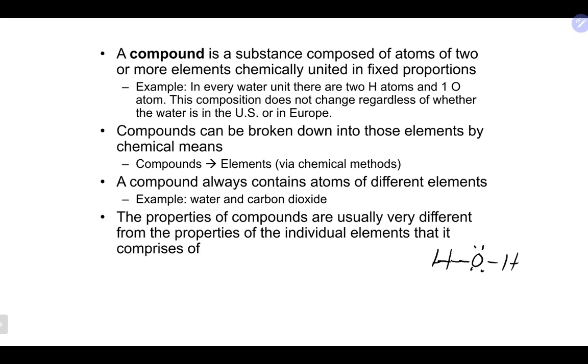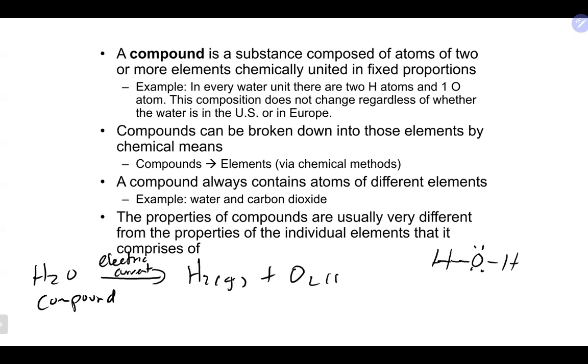Now, compounds you can break back apart into elements. You can take a compound like water and, as we just talked about, run an electric current over it. It would break apart into hydrogen gas and oxygen gas, which are both elements. They are both actually diatomic molecules as well. But that is as far back as you could go. You can't take the hydrogen gas and oxygen gas and continue to do something to break them down any further. That is as far back as you go.